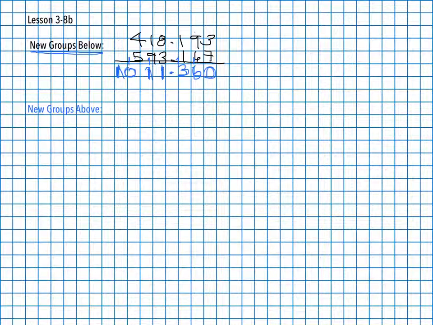Now, new problem here. We'll take 846 and 239 thousandths plus 145 and 276 thousandths. And we're going to add them together.